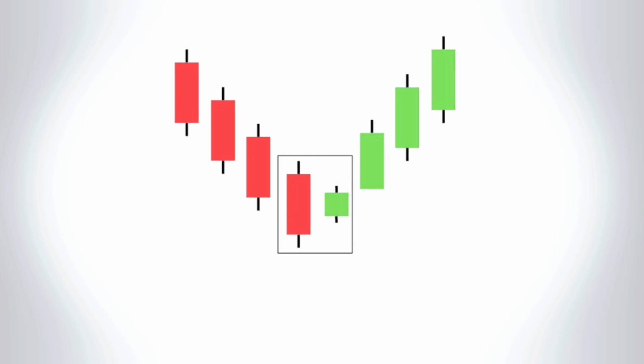This shows that buyers are starting to gain control. And for context, the bullish harami candlestick pattern appears at the bottom of a downtrend and signals a potential reversal from downtrend to uptrend. Now here's how you trade using the bullish harami candlestick pattern.